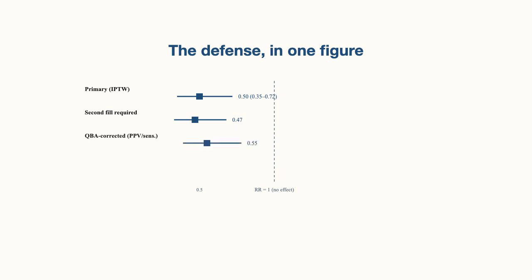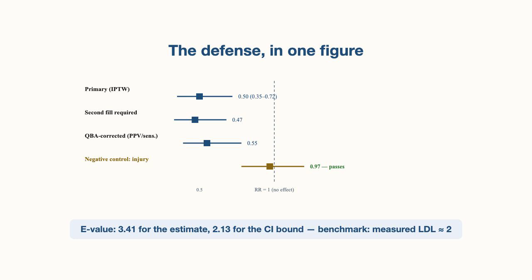Across the bottom, the E-values, 3.4 for the estimate, 2.1 for the confidence limit, benchmarked against measured LDL near 2. The results section stops being a single number defended by adjectives and becomes a number surrounded by the attacks it survived. That is the difference between an emulation and an anecdote.